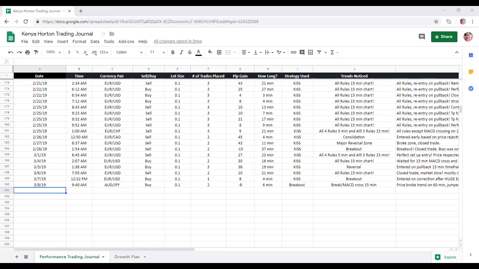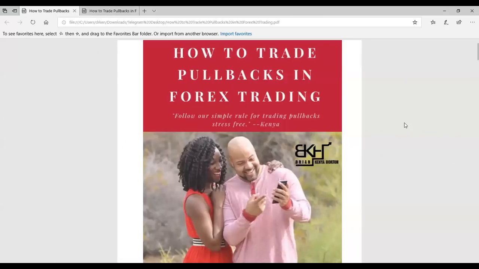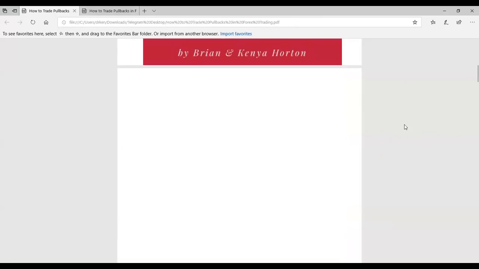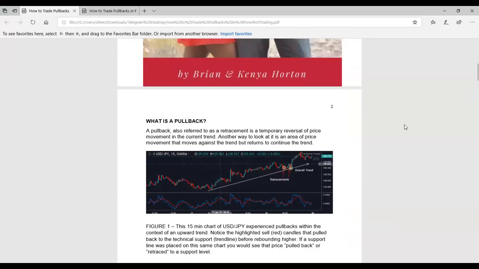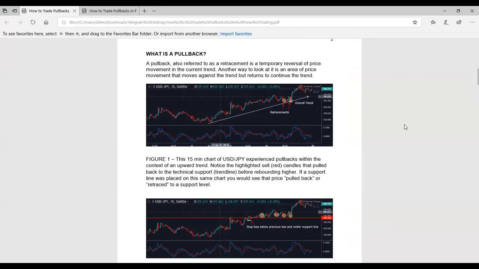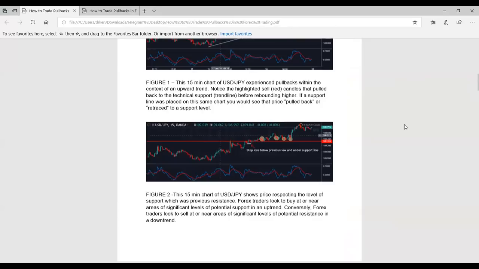So guys, that is an overview of the KiSS strategy. I've gone over exactly how to enter the trade, how to exit the trade. I've explained risk to reward ratio. I've also shared the pullback guide with you and how to access that. And you can go through this pullback guide that I've created. It's very, very thorough, very detailed, very simple to understand.